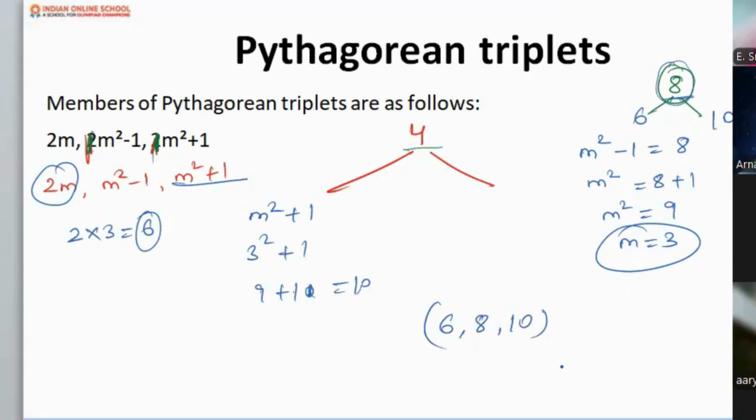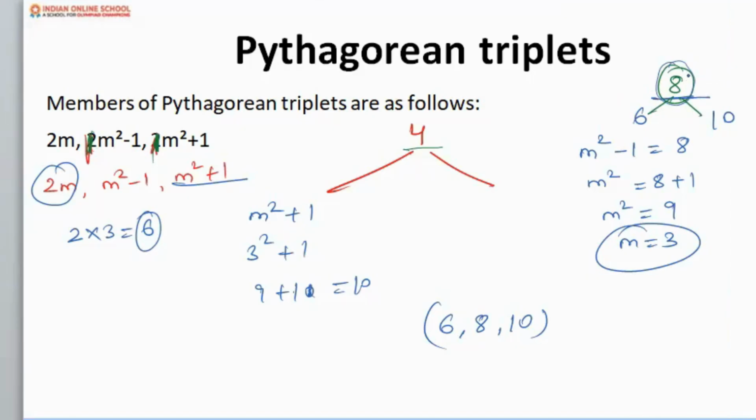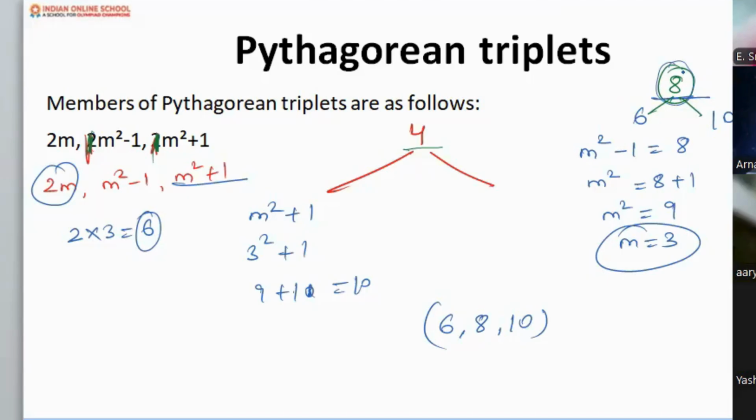Ma'am, but what if we consider 8 as the 2m? No, that's what I'm saying. First we need to check if I add or subtract 1 from it, am I getting a perfect square number or not? If I'm not getting one, then only I will go with 2m. Like in this case, in the case of 4, if I subtract 1 or add 1, I'm not getting any perfect square number.